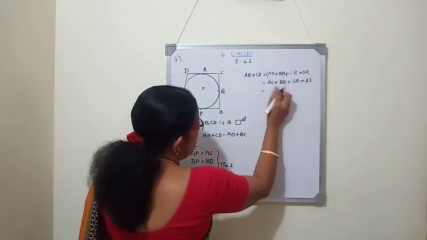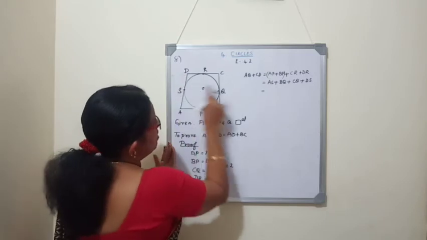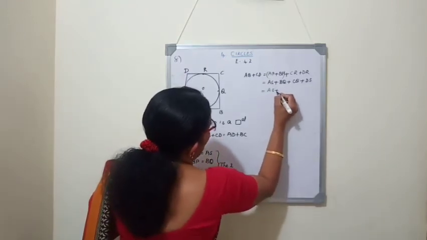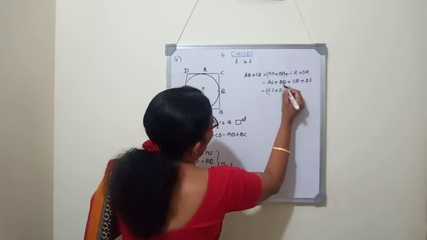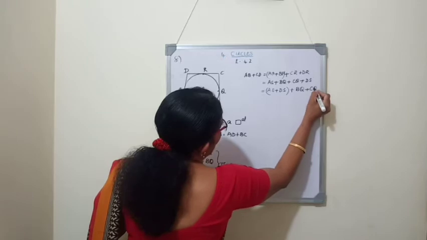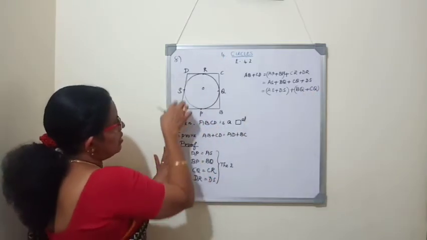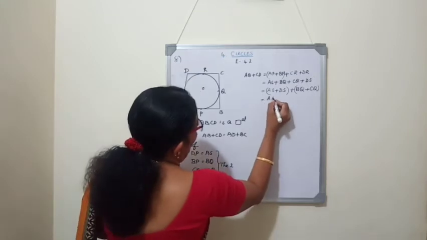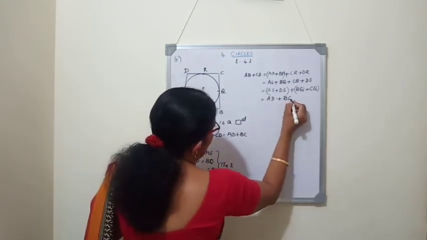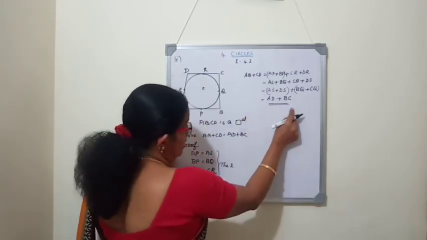Now we have to rearrange the terms. That is AS and DS, write together. First and the last you have to write together, and the middle ones together, plus BQ plus CQ. Now look at the diagram. What is AS plus DS? It is AD. And what is BQ plus CQ? It is BC. So we proved that AB plus CD is equal to AD plus BC.